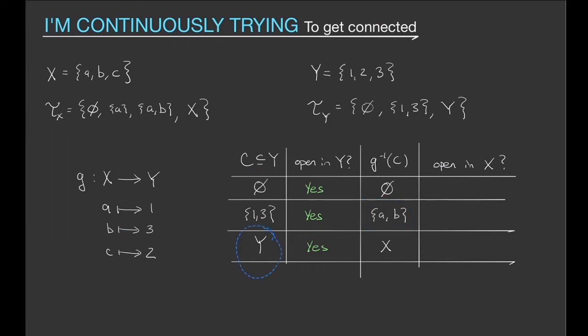And the things that go to something in Y, well, that's everything in X. Now, if we look and see which of these are open, the empty set is open in X because it's here. X is open in X because it's here. The set AB is open in X because it's here. Each one of these is open. So every instance where we had an open set in Y, that implied that the pre-image was also open. Therefore, by definition, G is continuous.